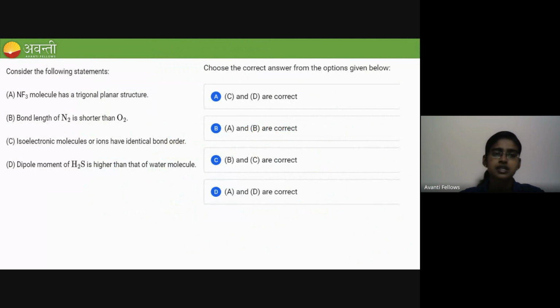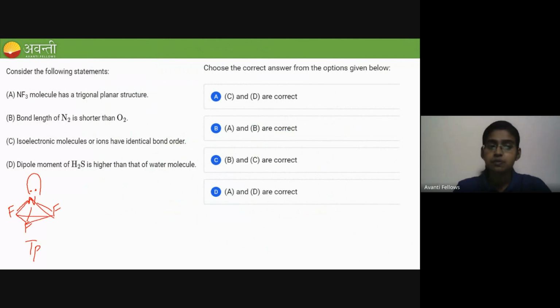NF3 molecule has a trigonal planar structure. So what is the structure of NF3? It is NF3 with one lone pair. So it is trigonal pyramidal in structure. It is not planar. It is pyramidal. So the first statement is incorrect.